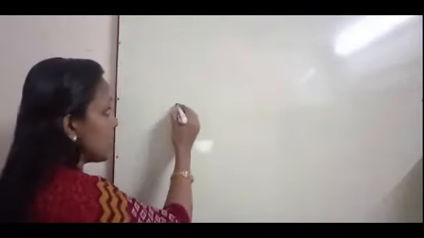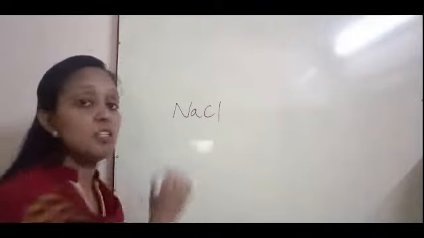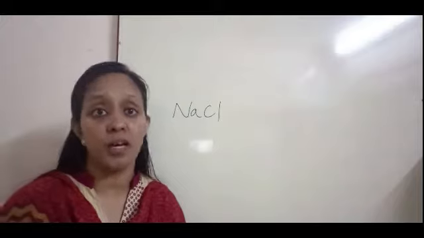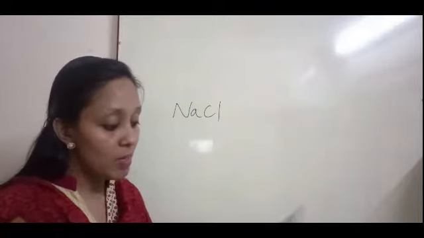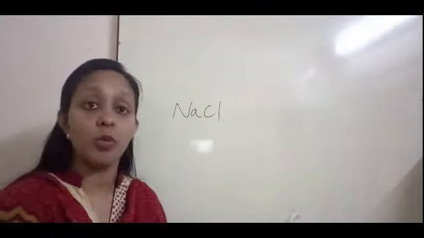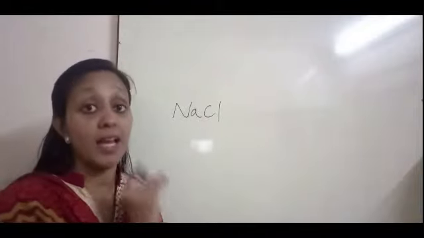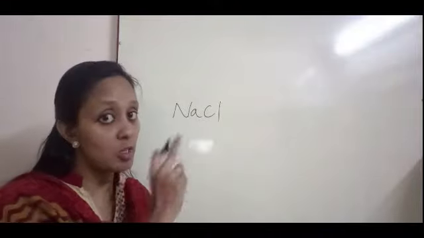Now, moving on to the second question. Write the names of the elements present in the following compounds. The first one is common salt. Common salt, the formula is NaCl. So, which are the elements present here? Sodium and chlorine. The name of the compound is sodium chloride, and the elements present are sodium and chlorine.